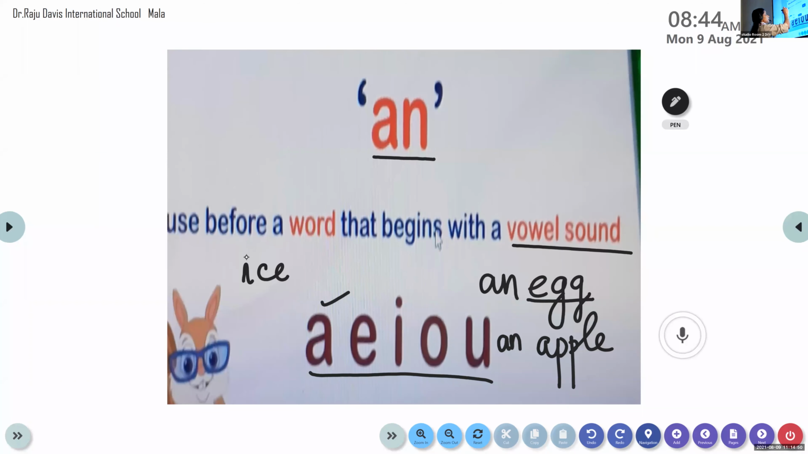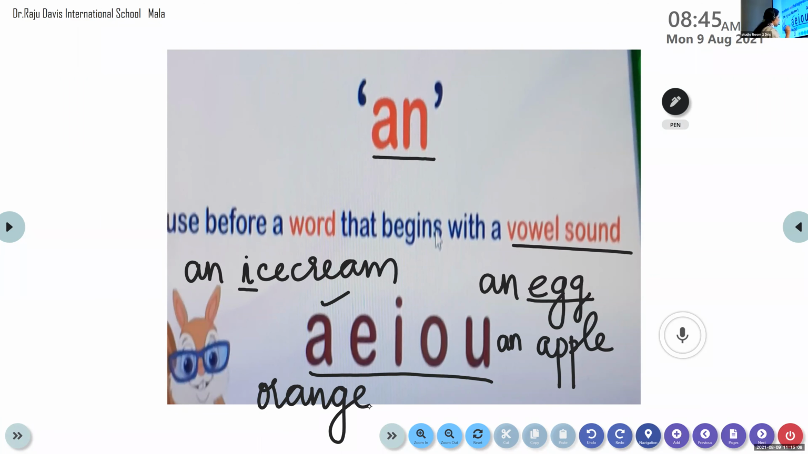All of you, please do listen. Ice cream. It's a word that begins with a vowel letter, so we have to use "an" before the word. Clear? Now, orange. If the word begins with a vowel letter, O is a vowel. So what do we have to do? We have to use the article "an" before the word.